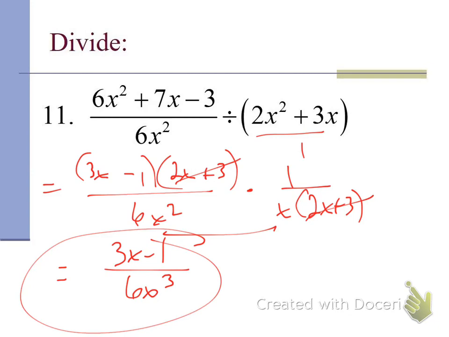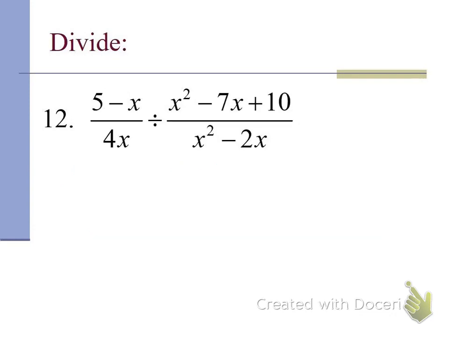And you get (3x minus 1) over 6x cubed. You can always back this up or even pause if this is going too fast. But your factoring should get to a point where it's pretty close to being this quick. All right? More examples.